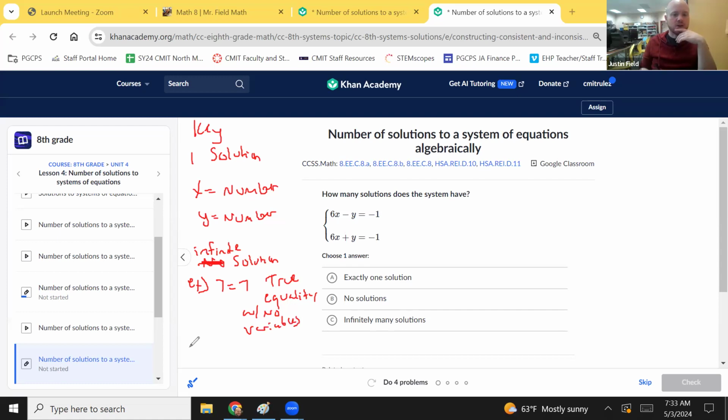And then no solution is a false equality. So like 5 equals 7, with no variables.